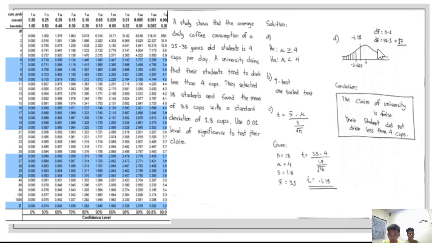Tapos, yung part ng negative 1.18 dun is nalagay sa hindi shaded region. Kaya na-accept niya yung negative 1.18. Hindi siya pumunta sa rejection region. Yung conclusion nito is, the claim of university is false. Their students did not drink less than 4 cups.